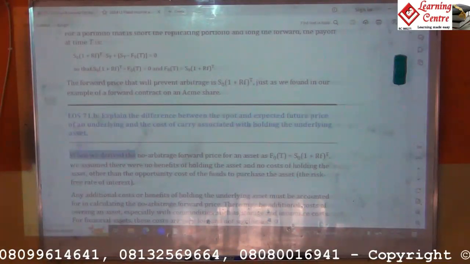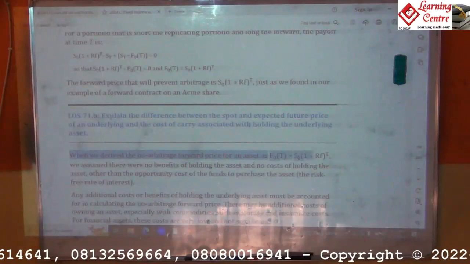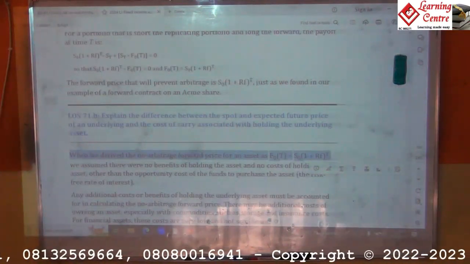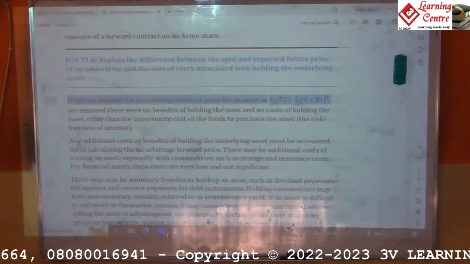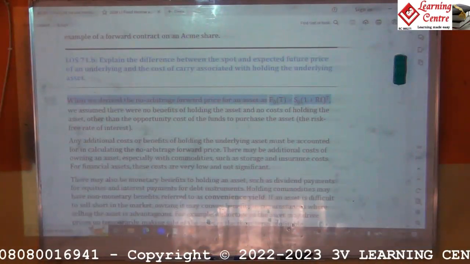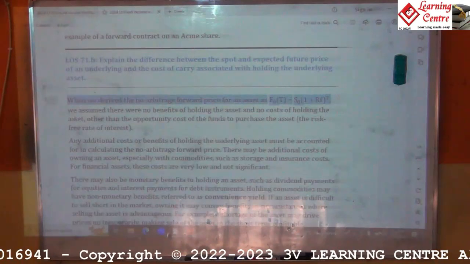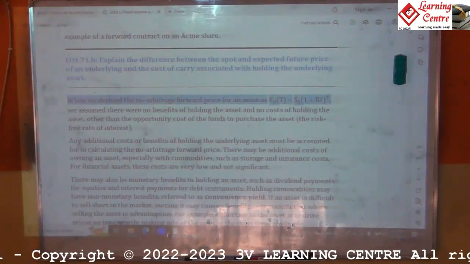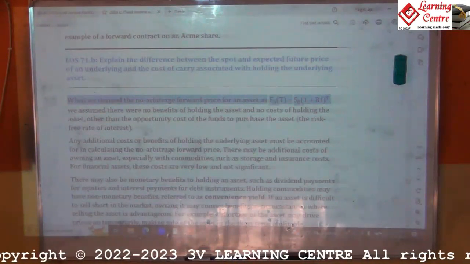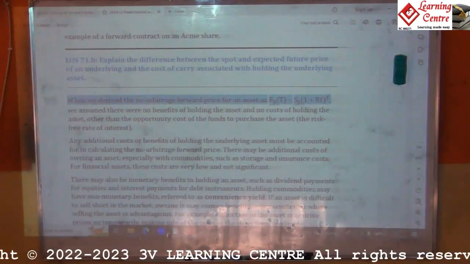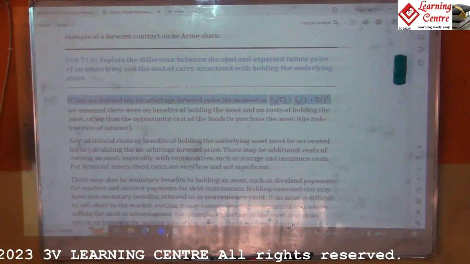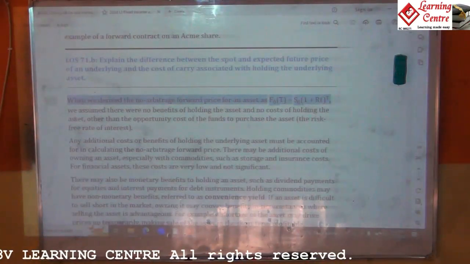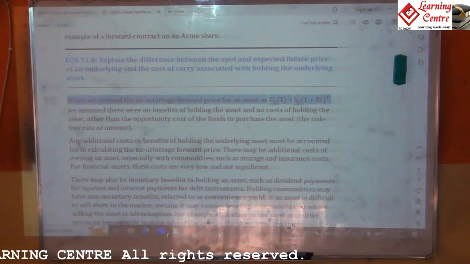Okay, so when we derive the no arbitrage forward price, which is this, we assumed there were no benefits of holding the assets or cost of holding the assets. So we are taking it a step higher now. We have said the arbitrage relationship is the relationship that exists between the spot price and the future price, where the risk-free rate over the period of time matches. That's what this is saying.